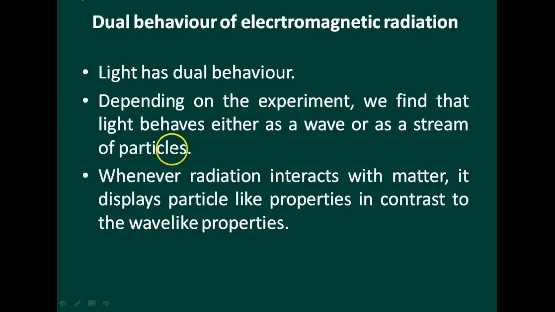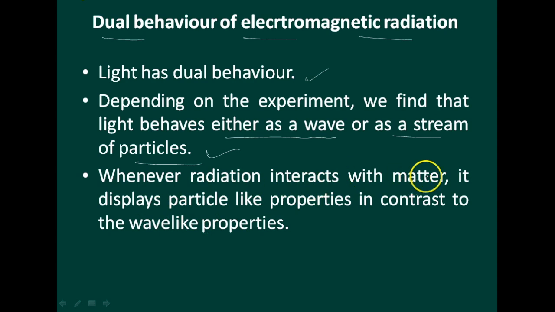And the next topic is dual behavior of electromagnetic radiation. So what is the dual behavior of electromagnetic radiation? I have already explained about dual behavior. What is dual behavior? Depending on the experiment, we find that light behaves either as a wave or as a particle, so that is known as dual behavior.